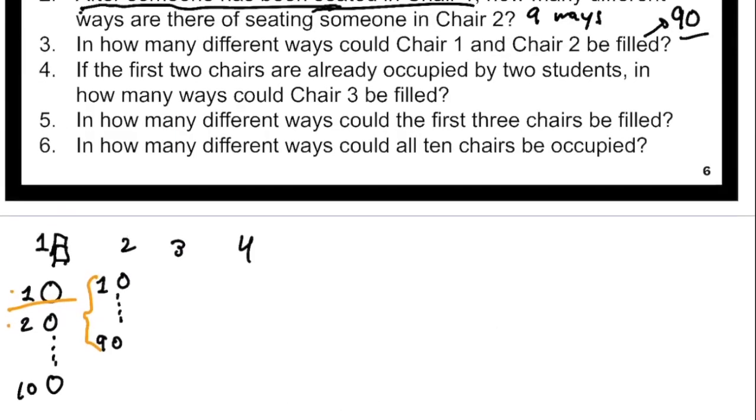Number 4 is looking at if the first 2 chairs are already occupied by students, how many ways could chair 3 be filled. So again, here we've already filled the first 2 chairs. So for chair 3, we only have 8 students left. So 8 ways.